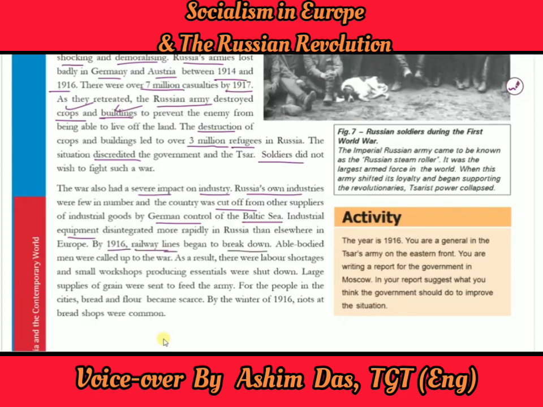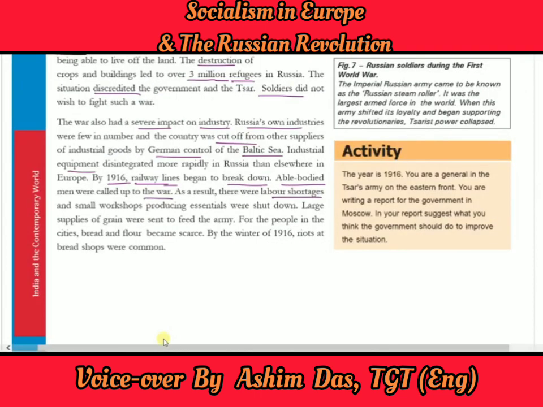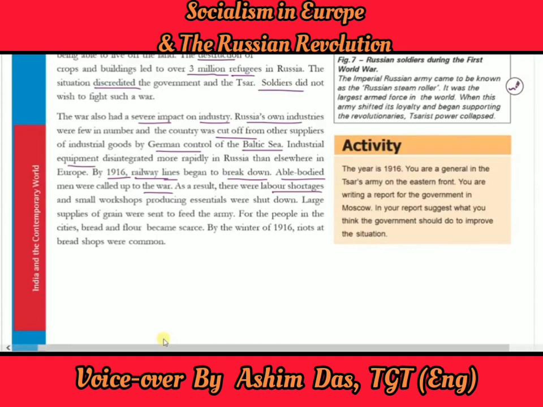Industrial equipment disintegrated more rapidly in Russia than elsewhere in Europe. Why? Because by 1916, railway lines began to break down and were destroyed. And able-bodied men who were working in industry were called up to go to the war and fight. As a result, there was labor shortage, and small workshops producing essentials were shut down.